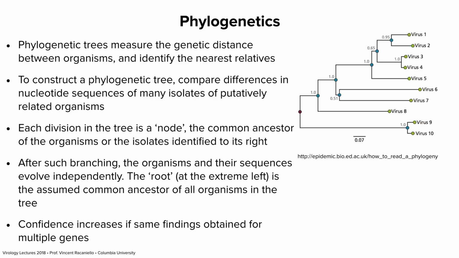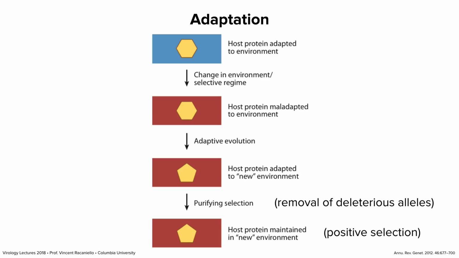Now, the root of all these trees is on the left here, so that's the assumed ancestor of all of them, and we usually don't have such ancestors because it's far back in time and we don't have samples for that time as well. So this is a phylogenetic tree that we use nowadays using sequences. We'll see some of these today and also in the rest of this course.